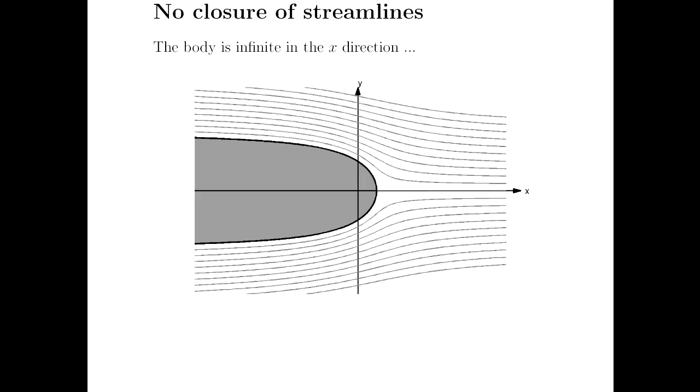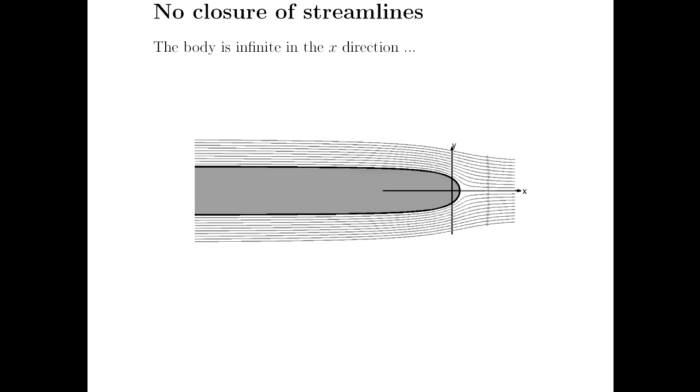Okay, so there's a couple of problems with this uniform flow and a source flow. The first thing is that the body is infinite in the x direction. So this half Rankine body is infinite, and you can see that this goes to negative infinity.